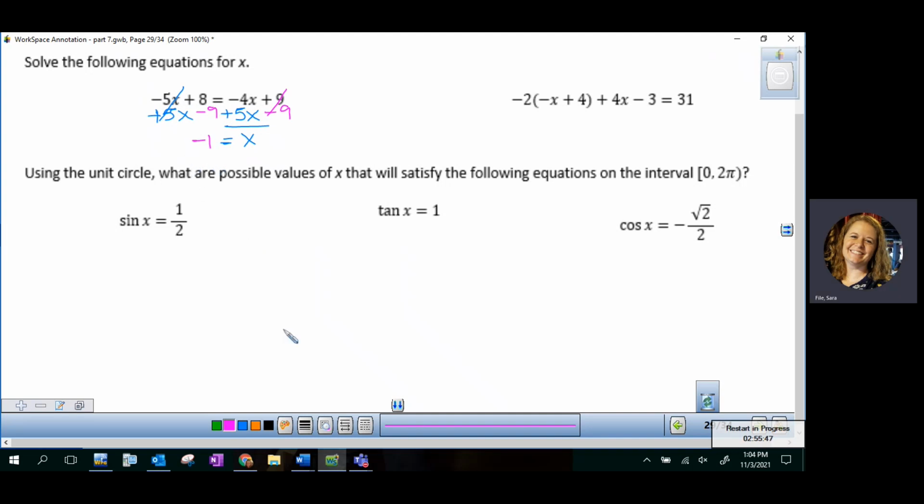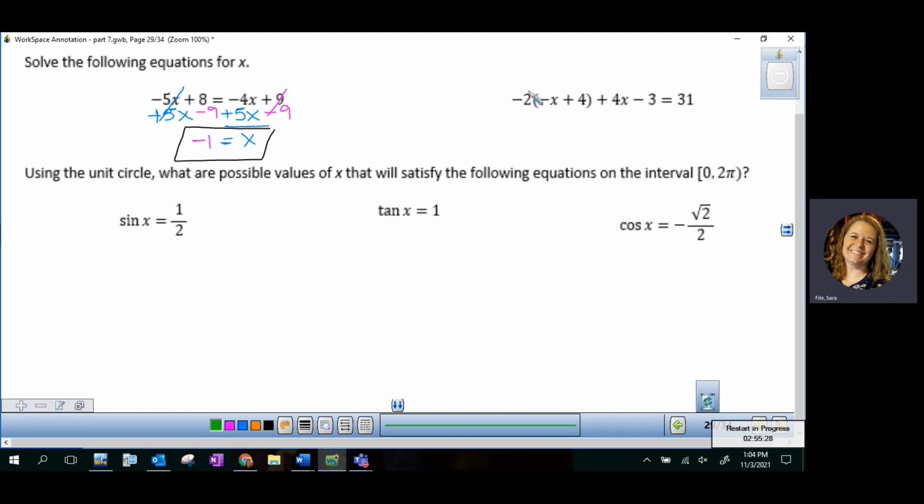Now if you moved your 4x to the left and your 8 to the right, you should have come out with -x equals +1, and then you would have to divide out the -1. So you would still end up with x equals -1. Okay, so that's what everybody should have gotten there.